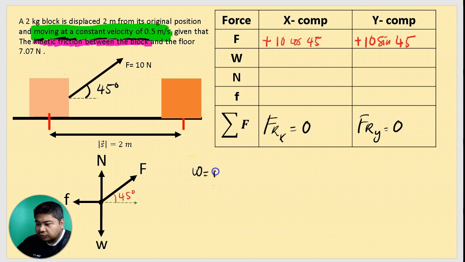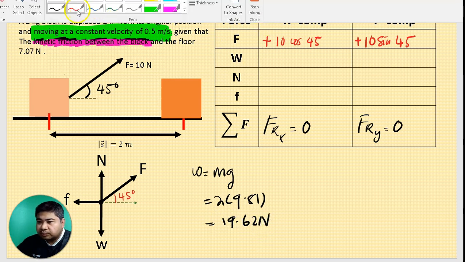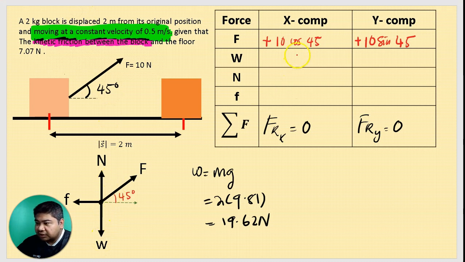And then for the weight, the weight can be calculated using the equation weight equals m times g. The mass is 2 kilograms. The gravitational acceleration is 9.81. So the weight is 19.62 Newton. But because the weight is pointing in the negative y direction, the force is going to be negative, and weight is one dimensional.